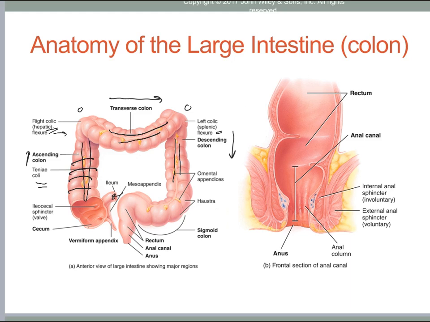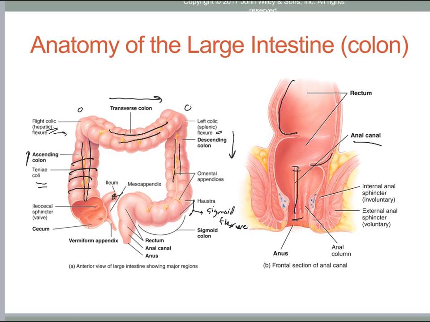Then we have our sigmoid flexure. So this is the turn. Sigmoid flexure. And what this is going to give us, so sorry about that, is our sigmoid colon. Now that brings us to our rectum. Notice that our rectum zigzags its way through here, forming our anal canal.